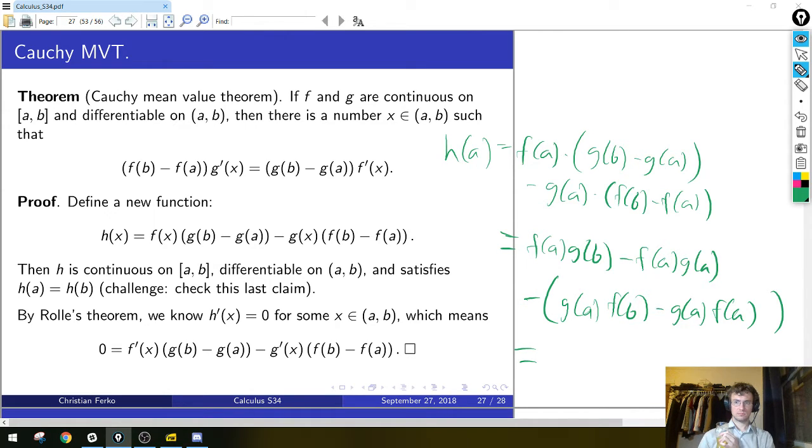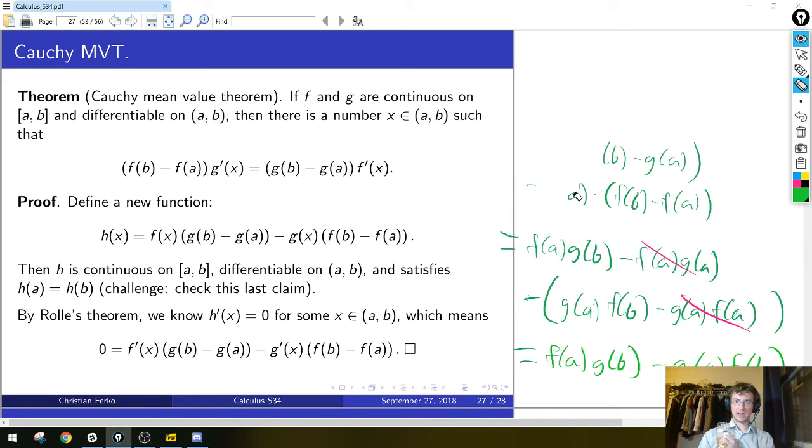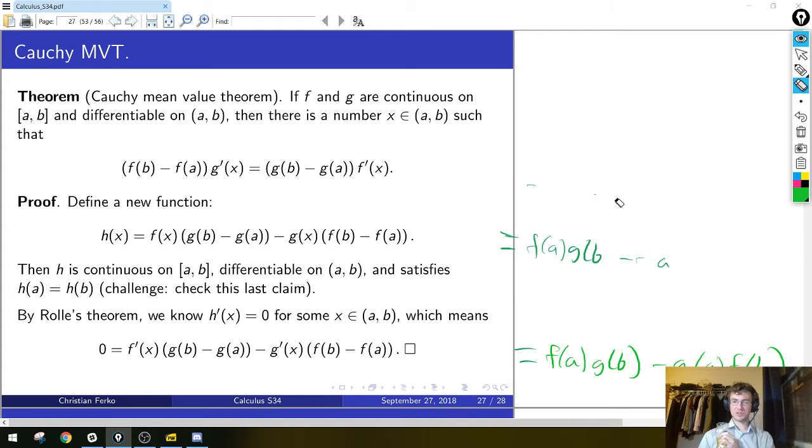I believe that the f of a, g of a terms cancel. Yes, they do. This is a minus, and this is a minus minus, which is a plus. So those both cancel, as you say. And we are left with f of a, g of b, minus g of a, f of b. Okay, so now we just have to check that that's the same as h of b. I will erase the work but leave the result, and then we'll compute h of b and check whether the result matches.